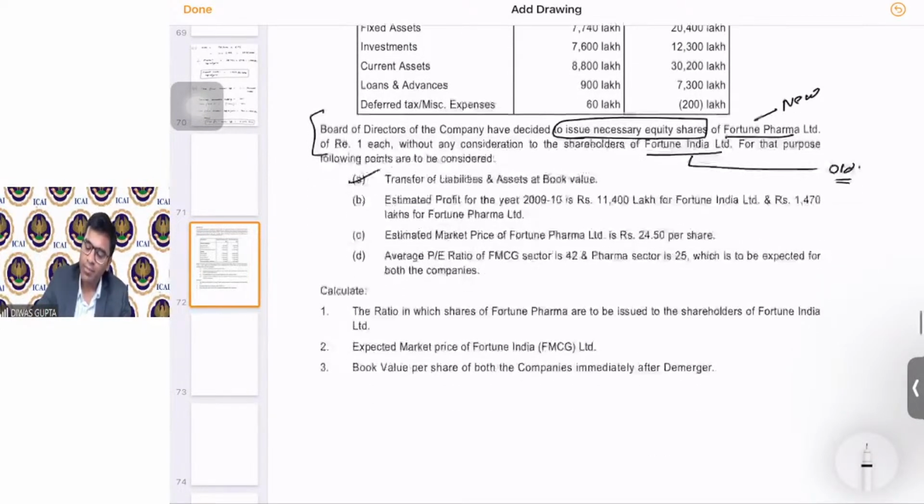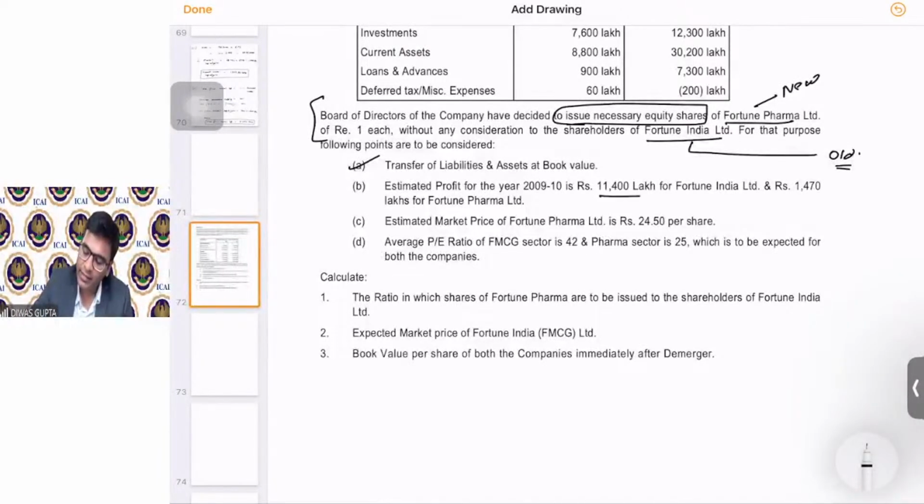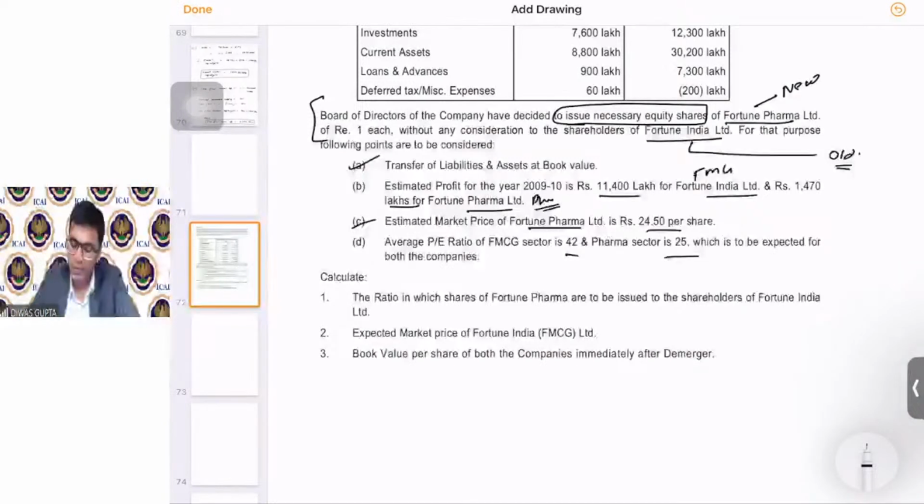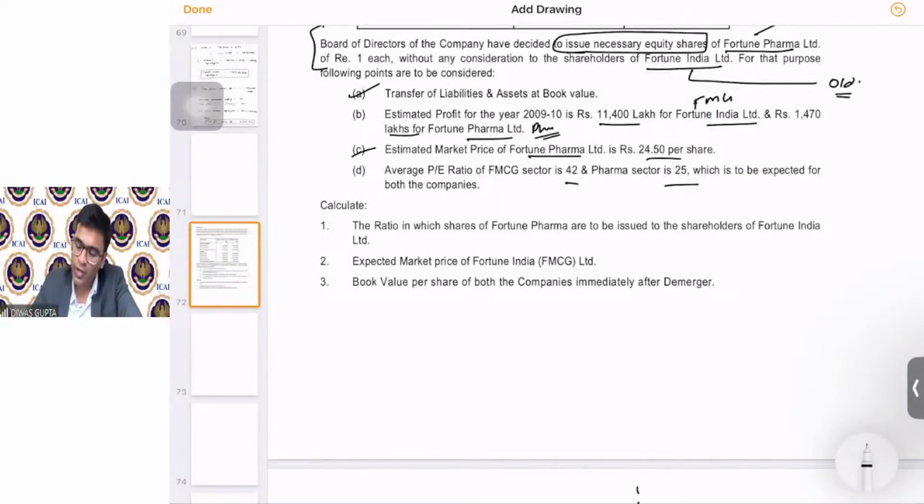Estimated profit for the next year is 11,400 for Fortune India Limited and 1470 for Fortune Pharma Limited. Okay. Estimated market price of Fortune Pharma is 24.50 per share. That is for the new company, right? So this is for the FMCG business and this is for the pharma business. Okay, this is also clear. Average PE ratio of the FMCG sector is 42 and of the pharma sector is 25, which is to be expected for both the companies. Now, the ratio in which shares of Fortune Pharma are to be issued to the shareholders of Fortune India Limited, they are asking us to calculate that ratio.